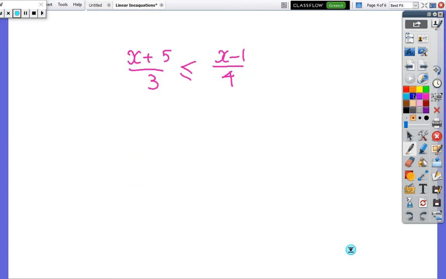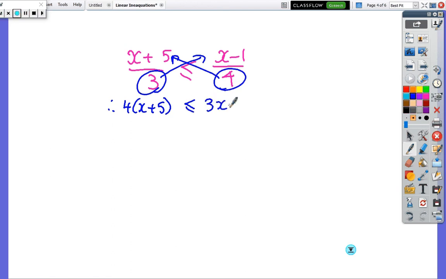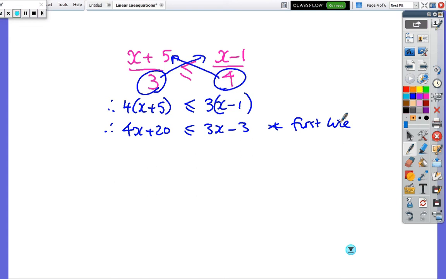Okay, let's do another one. So we've got an equation with only 2 fractions, so the simplest way is just to do the cross multiply method. The next line would be 4 bracket x plus 5 is less than or equal to 3 bracket x minus 1. You can multiply out, there's no reason why that can't be your first line. You don't have to write the brackets, but be careful if you have minus signs.